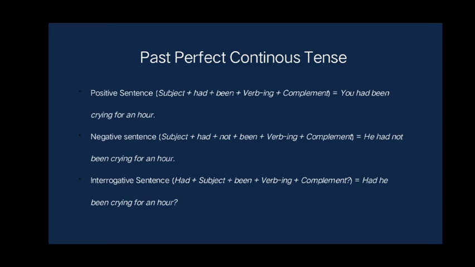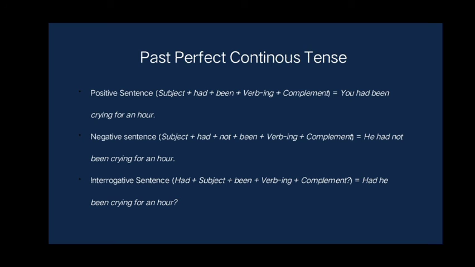Okay, past perfect continuous tense. Past perfect continuous tense is used to show an action that occurred in the past and was completed at a specific time in the past as well. This tense emphasizes the duration of its occurrence. This tense is also used in reported speech. Like we can see, for a positive sentence, the formula is subject plus had plus been plus verb-ing plus complement. For example, you had been crying for an hour.